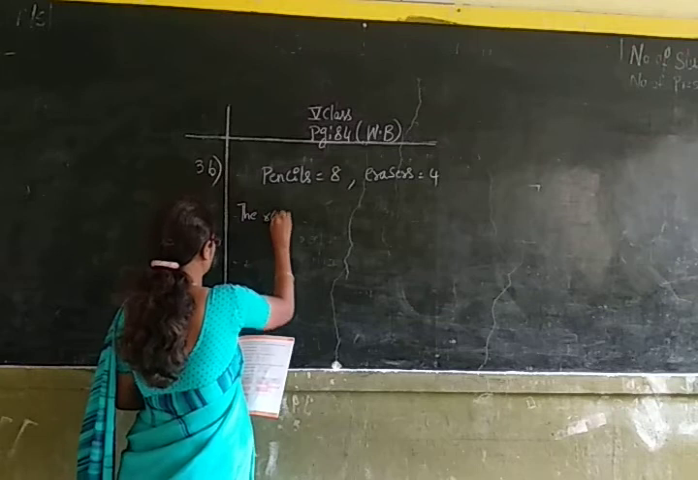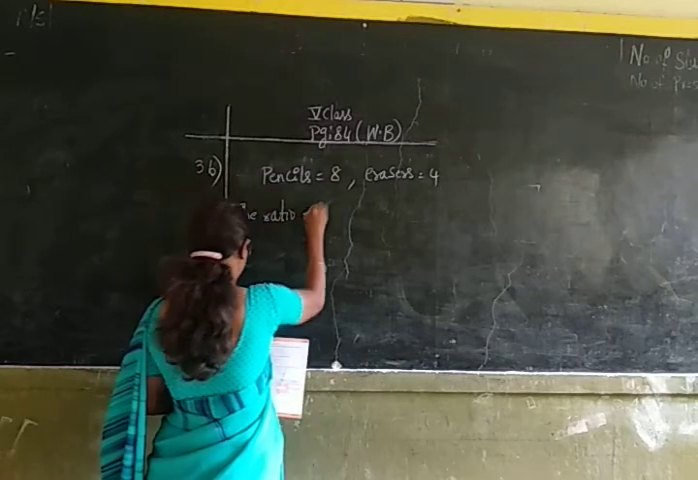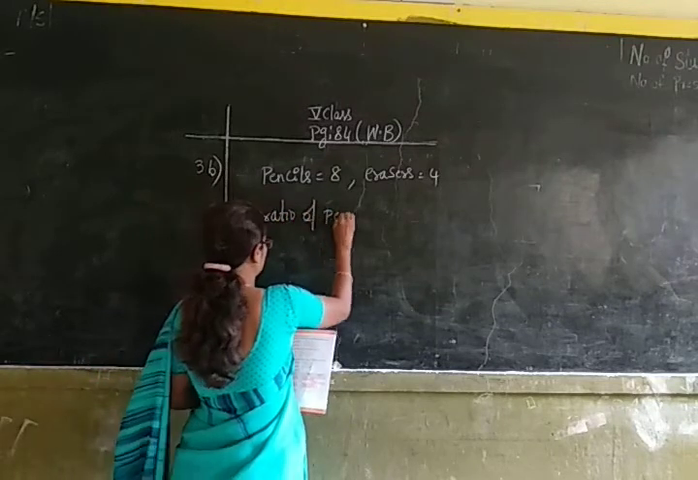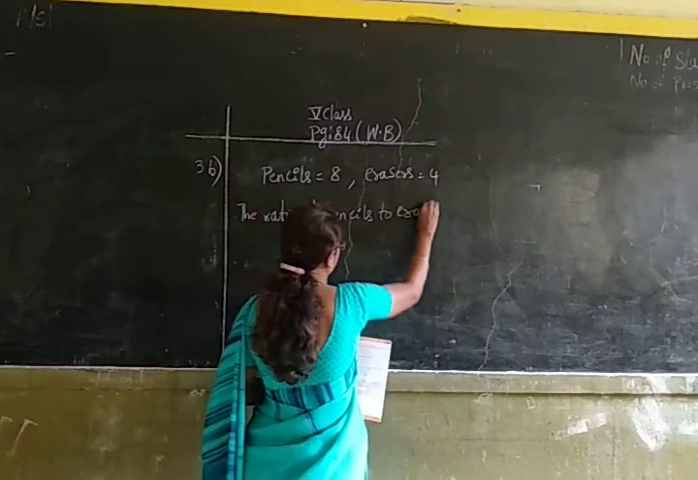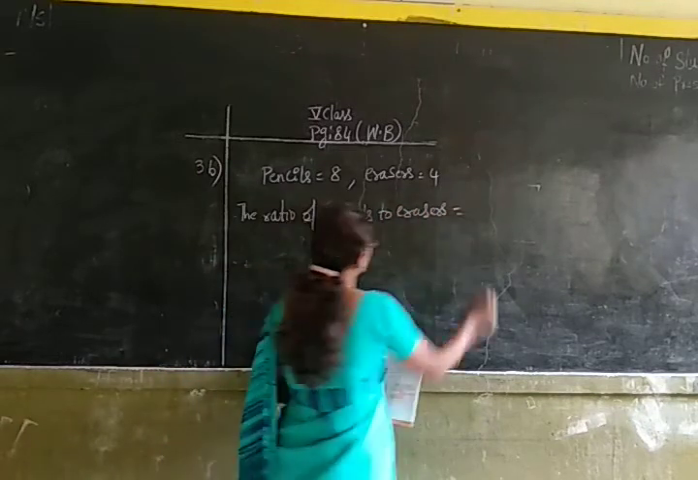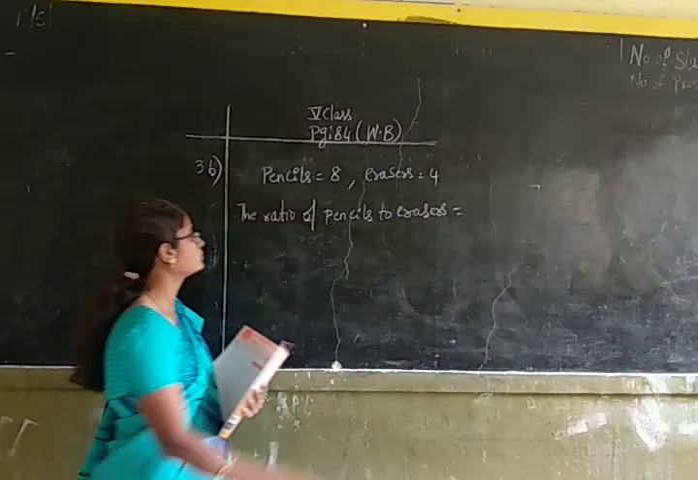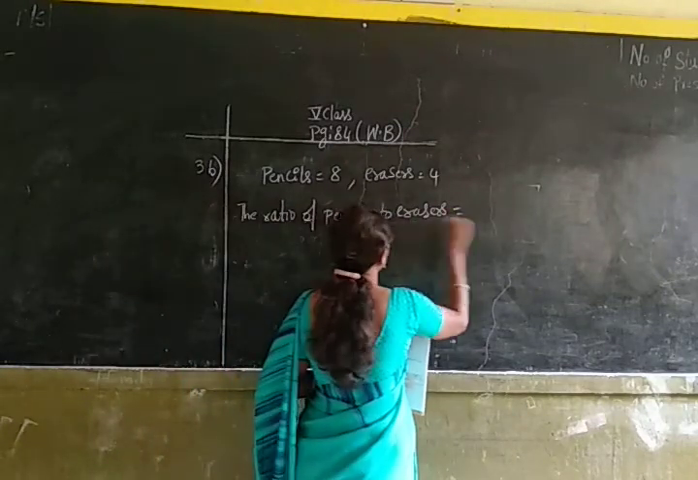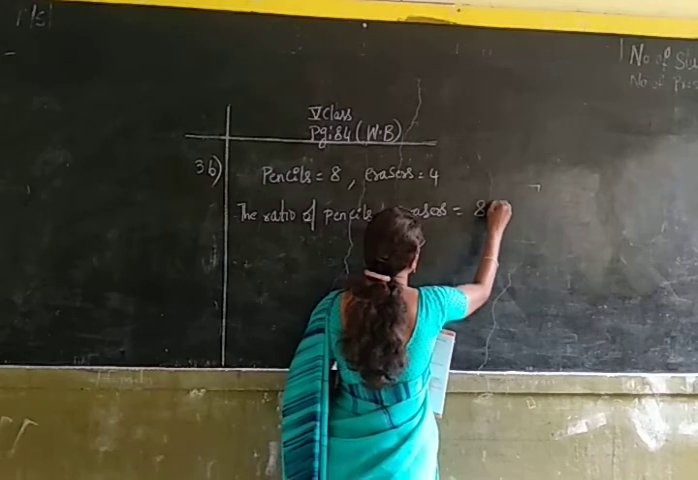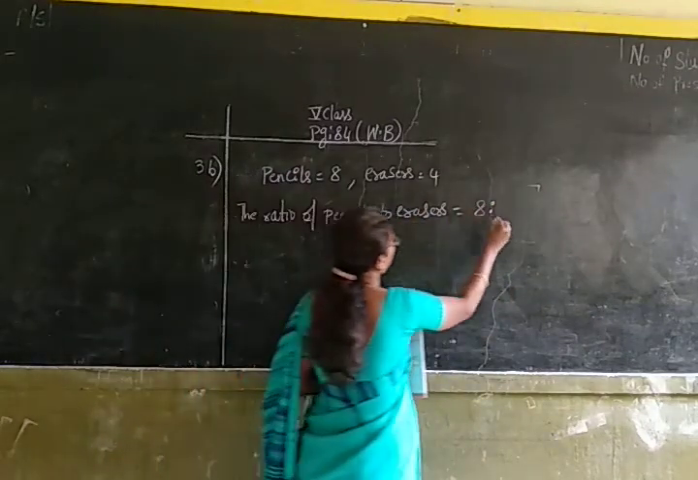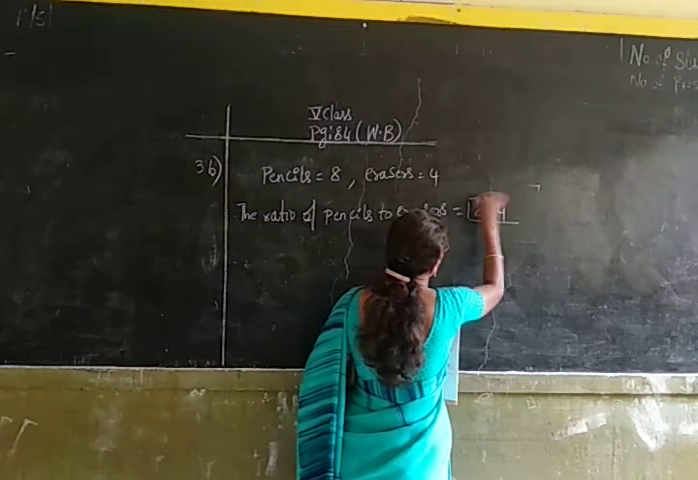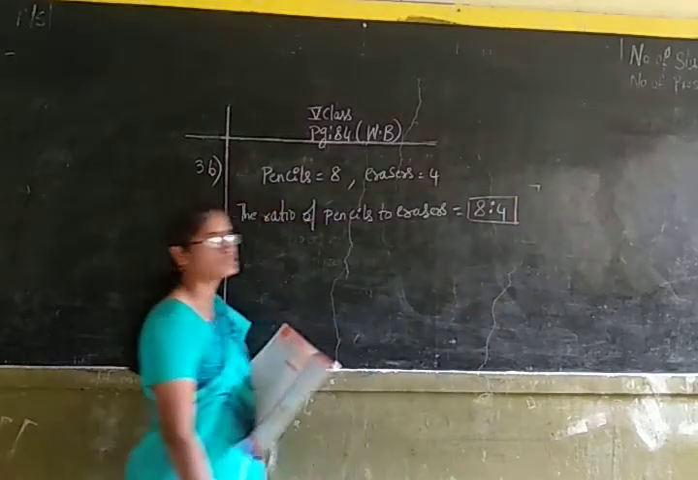Here pencils is given first. So you have to write down the value of pencil first. How many pencils are there? 8 pencils. And next erasers is given. So how many erasers are there? There are 4 erasers. So the ratio is 8:4.